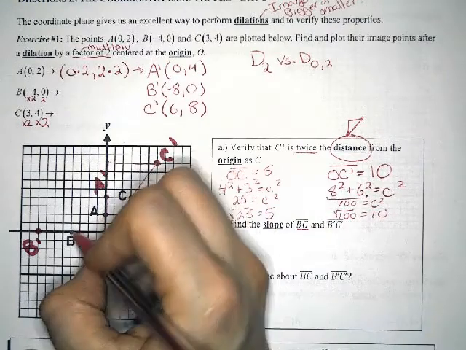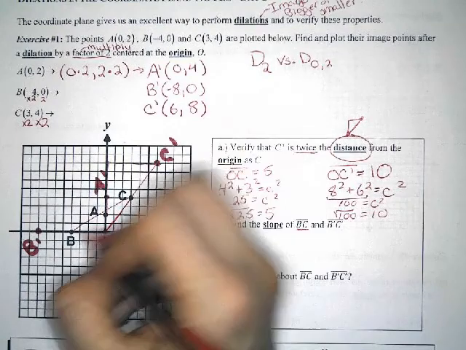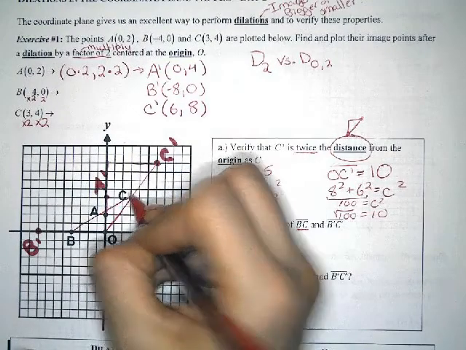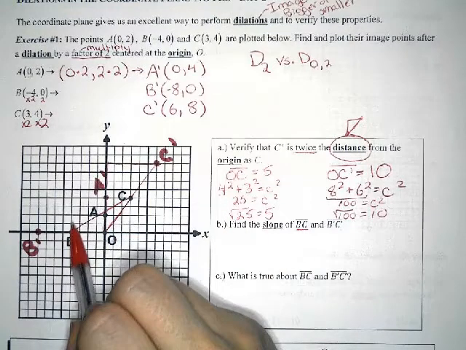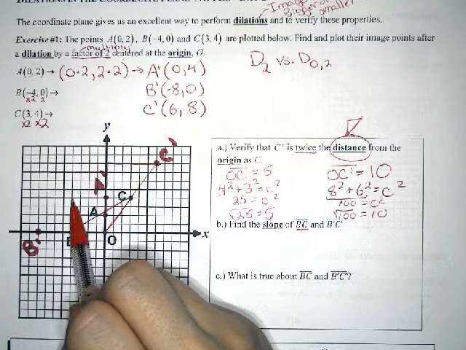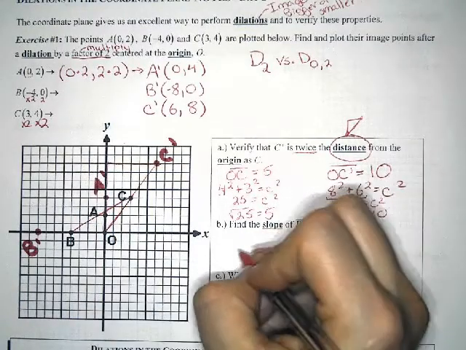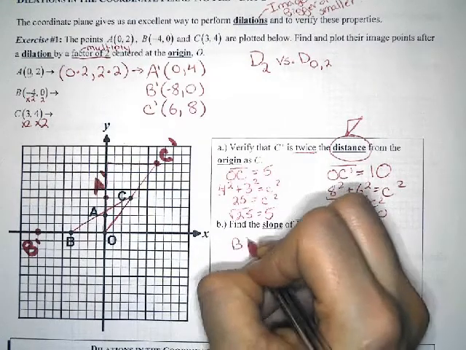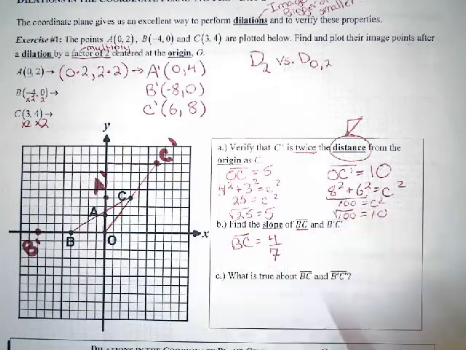Okay, so here is B, there is C. So I'm going to find the slope. Well, we just did it when we were finding distance. So I'm going to count up: 1, 2, 3. That's a rise of 4. And 1, 2, 3, 4, 5, 6, 7, and a run of 7. So the slope of BC is a rise of 4 and a run of 7.